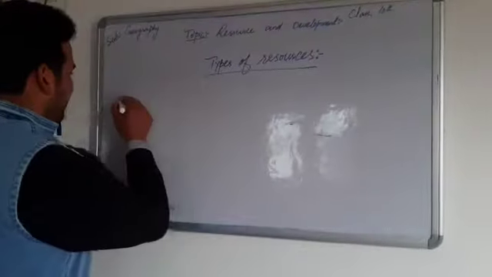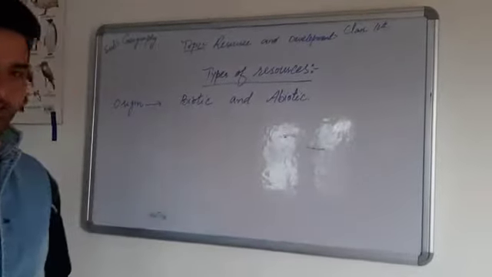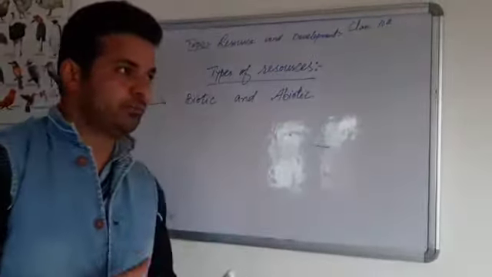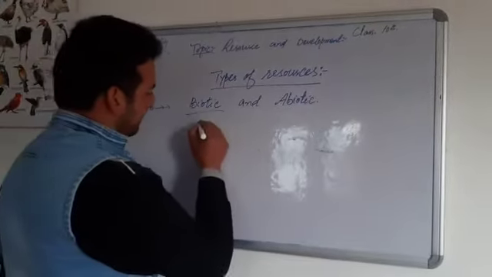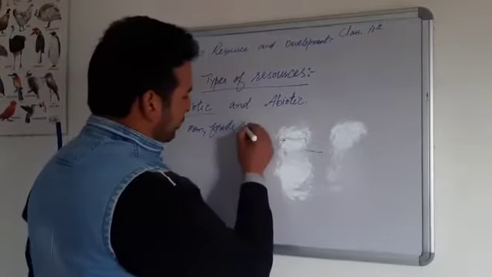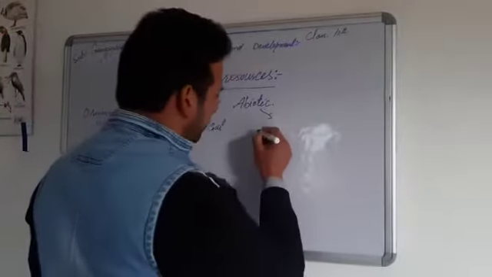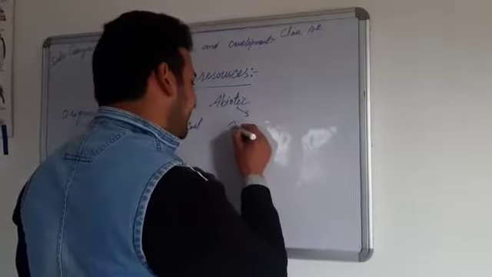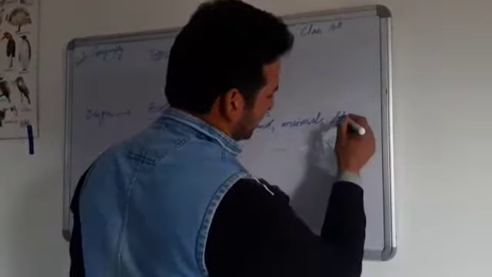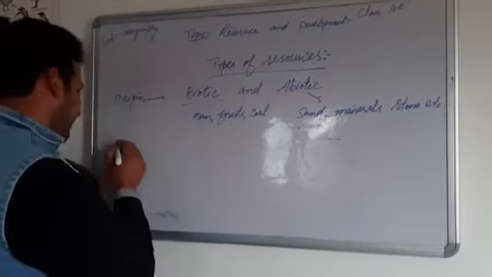First is on the basis of origin. On the basis of origin, resources can be divided into biotic and abiotic resources. Biotic resources are those resources which are living or which we get from living things. For example, man, forests and coal. These are biotic resources. Abiotic resources are those resources which are non-living. For example, sand, minerals, stones, etc. Next is on the basis of exhaustibility.